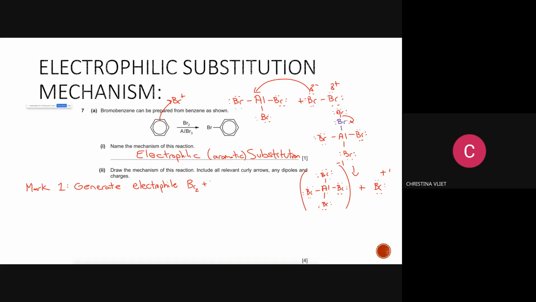Br2 plus AlBr3, and they just want you to know this happens. It becomes AlBr4 minus, the aluminum grabbing the bromine. And then because this is minus, this other bromine has to be positive. So you generate your electrophile there. Br plus is your electrophile. So this is what you would write for the 1 mark. That's mark 1. So once you have generated your electrophile, that's 1 mark out of the 4.